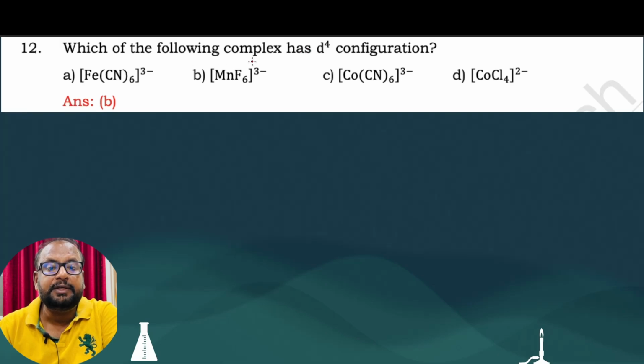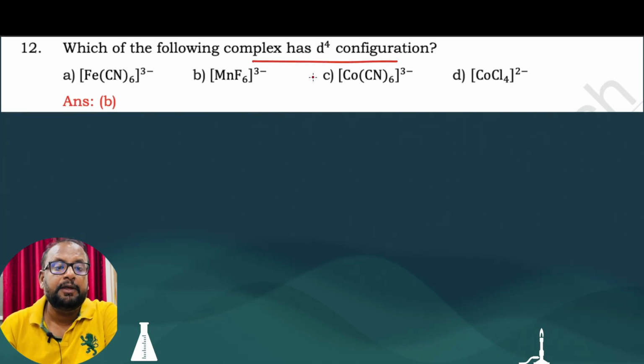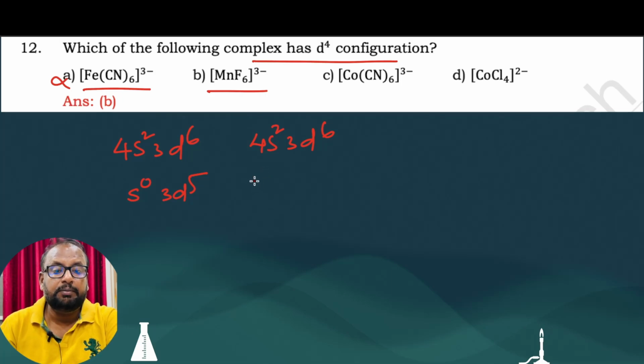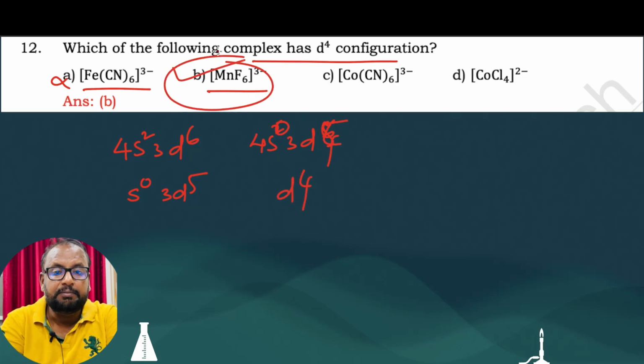Next, in which of the following complexes is the d4 configuration present? In Fe(CN)6, we have to check the d4 configuration. Iron is 4s2 3d6, iron is in plus 3 oxidation state, so it is going to be d5. So this is not our answer. In manganese, it's 4s2 3d5, and the oxidation number is 3. Manganese has atomic number 25, so in plus 3 oxidation state it will have d4. So the d4 configuration is present. That's why the answer is B here.